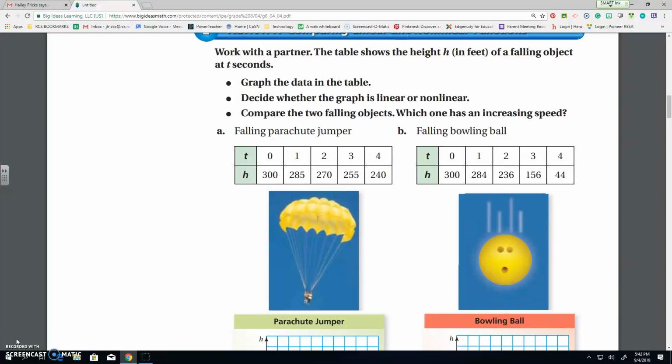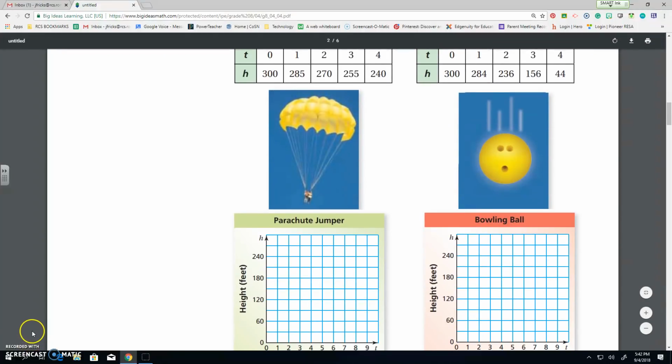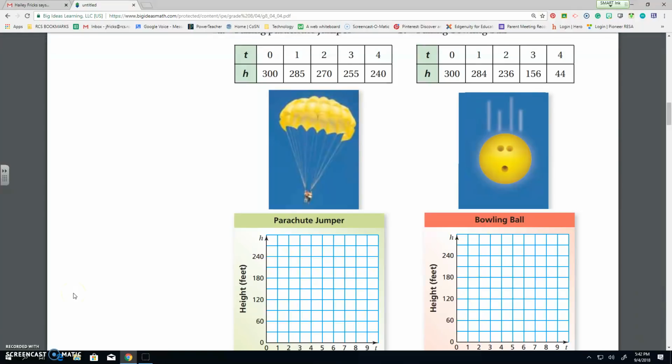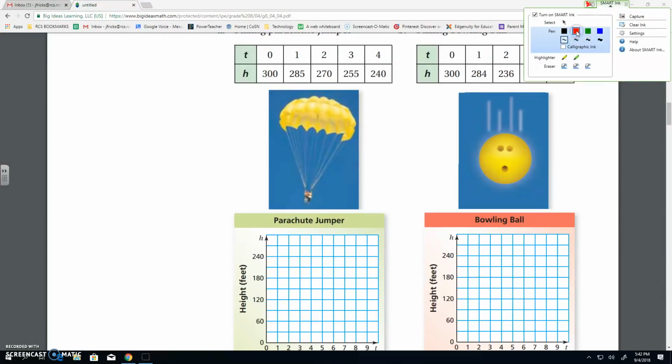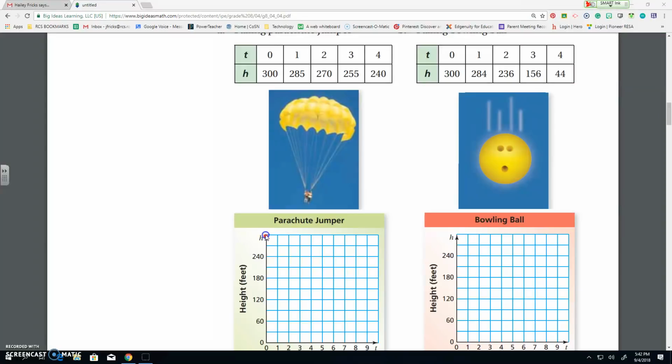Alright, welcome back. So what we're going to do is scroll down just a little bit, that way we can get our graphs on the page as well. But what we're going to do is graph these two and then determine what they are. Okay. So on the first one, we'll start with the parachute jumper. It says we have 0 to 300, so we're going to start at 0 and go all the way up to 300. And it looks like here we're going up by 60s. So 300 would be all the way up here at the top.